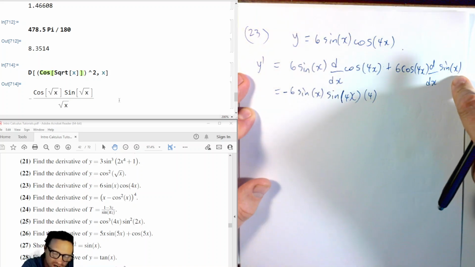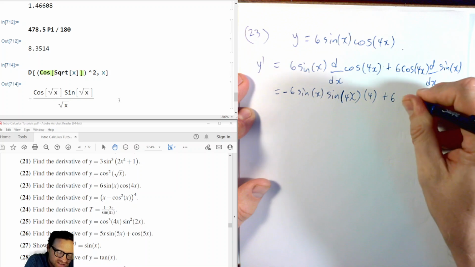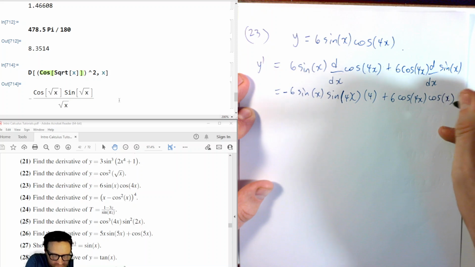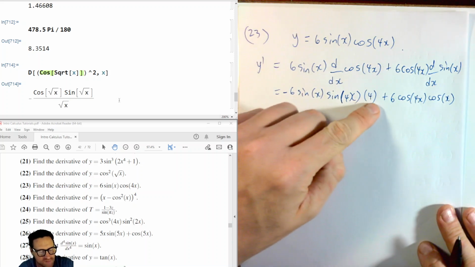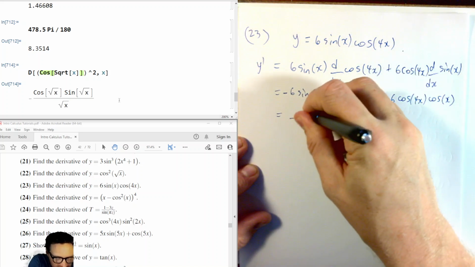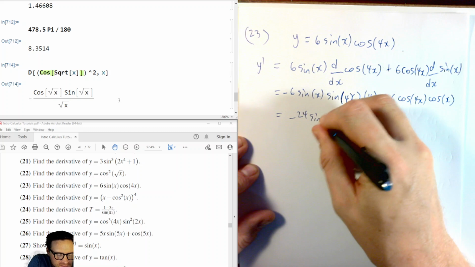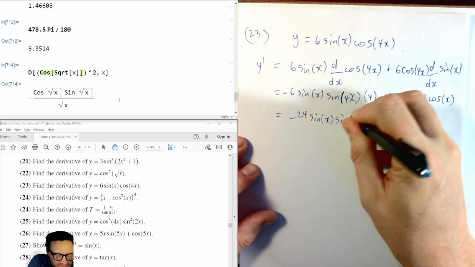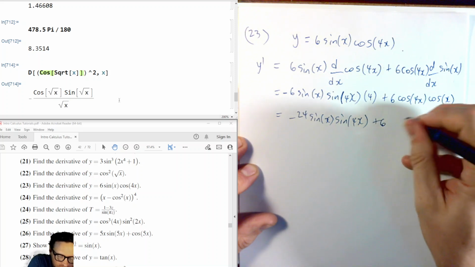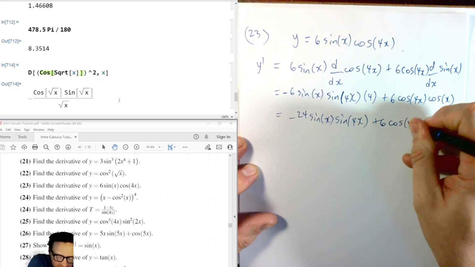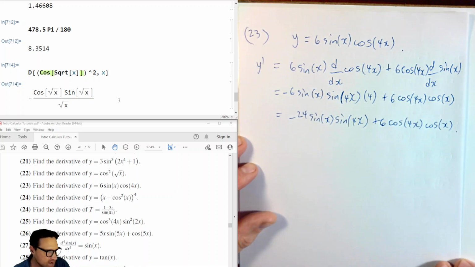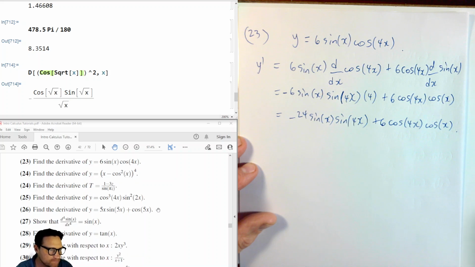Now the derivative of sine is cos, so we have plus 6 cos of 4x cos of x. And so we just need to simplify, bringing this 4 over. So minus 24 sine x sine 4x plus 6 cos 4x cos x. Okay, question 24.